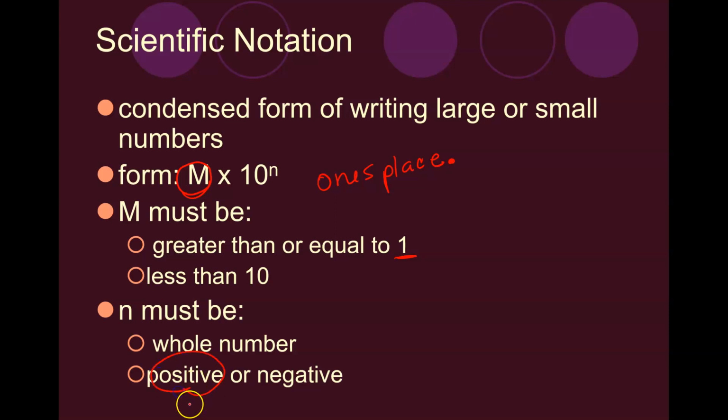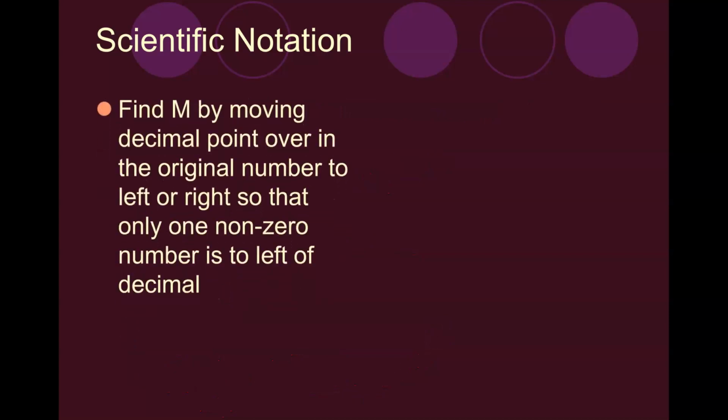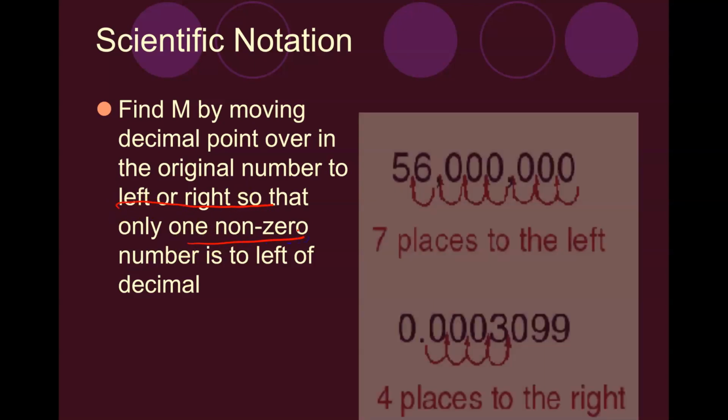If it's positive, that means it's a large number. If it's negative, it's going to be a super small number. We'll talk about that more in a second. So we find the M by moving the decimal point over in the original number so that to the left or right, there's only one non-zero number.